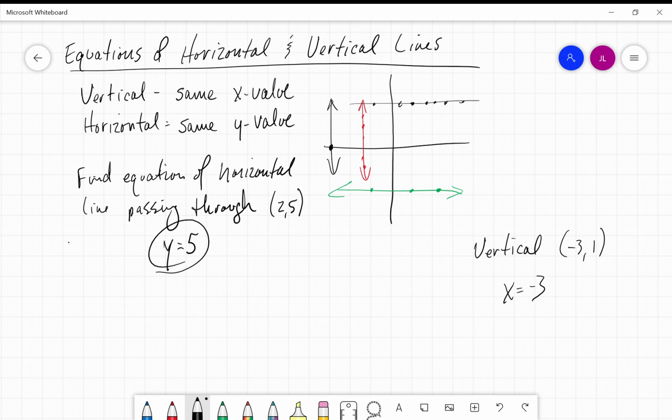Now, I think I'll wait and get into parallel and perpendicular in another video, but hopefully this helps with how we graph the horizontal and vertical lines. In these cases, we're going to see usually just a y equals or x equals with regards to how we'll graph them.